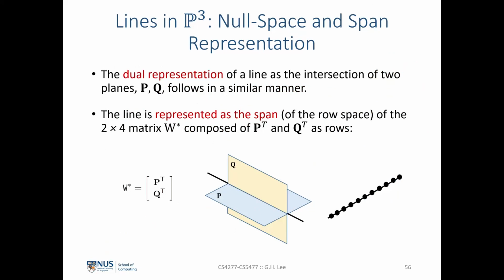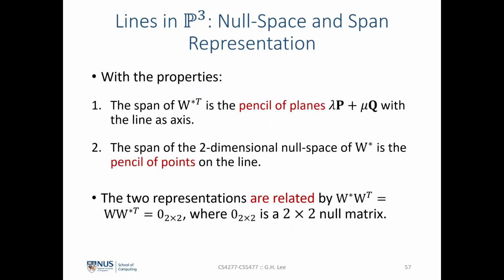And the dual representation of the line as the intersection of two planes P and Q follows in a similar manner. So we can define W star transpose as the dual. Previously we defined W as A transpose and B transpose, as the span over 2 points A and B. Now we are defining this as the intersection of the two planes P and Q in a similar manner, which we call W star transpose here. And this dual representation has the property that the span of W star transpose is the pencil of planes P and Q. This directly follows the duality principle, where W defined by A transpose and B transpose, the 2 points, is given by the span of these two, A and B here.